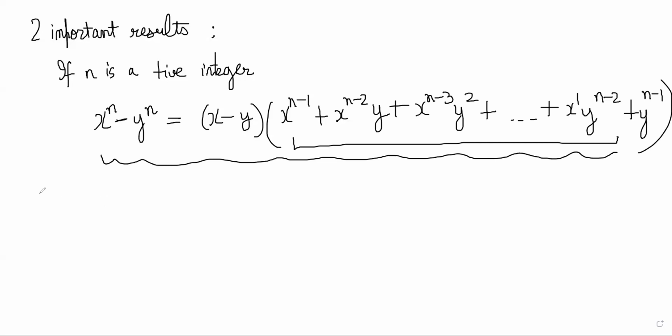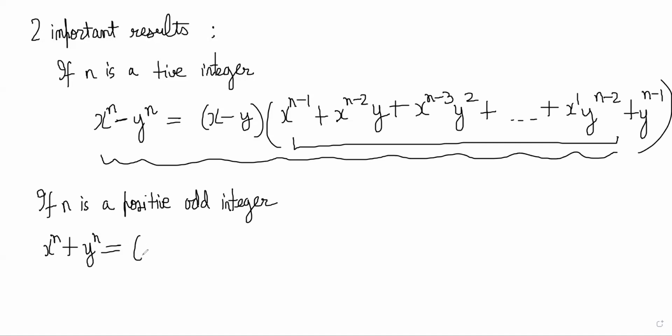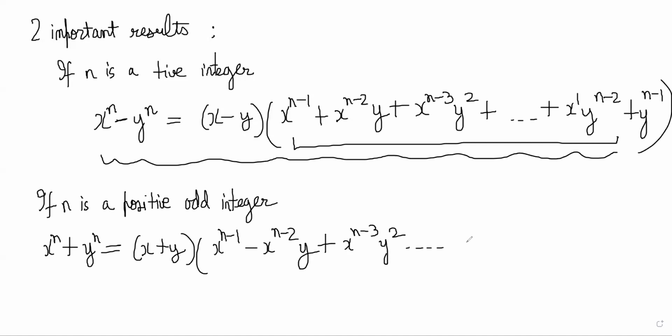The other identity that we'll be using is if n is a positive odd integer, then x power n plus y power n can be factorized like this: x plus y times x power n minus 1 minus x power n minus 2 y plus x power n minus 3 y square, and so on till minus x y power n minus 2 plus y power n minus 1.